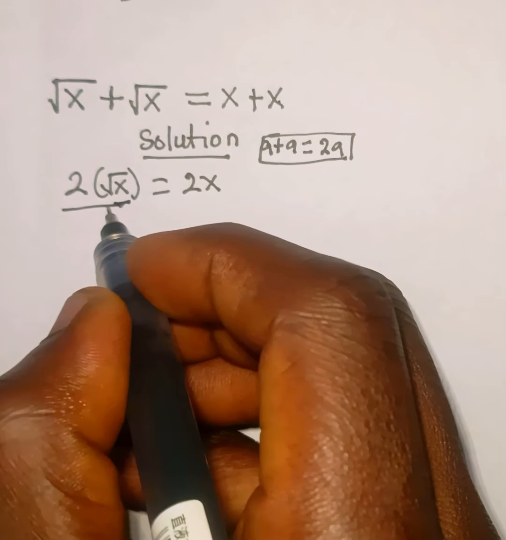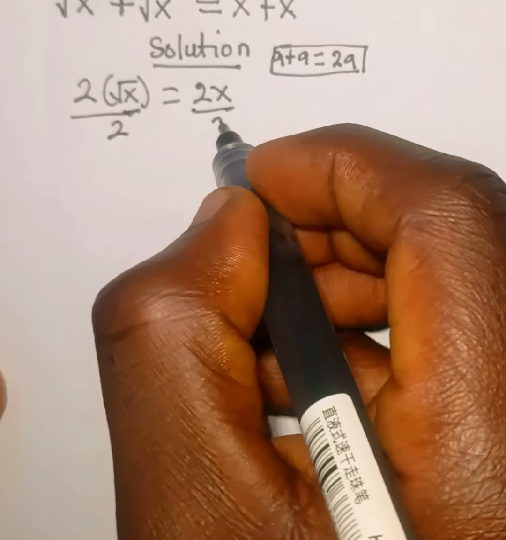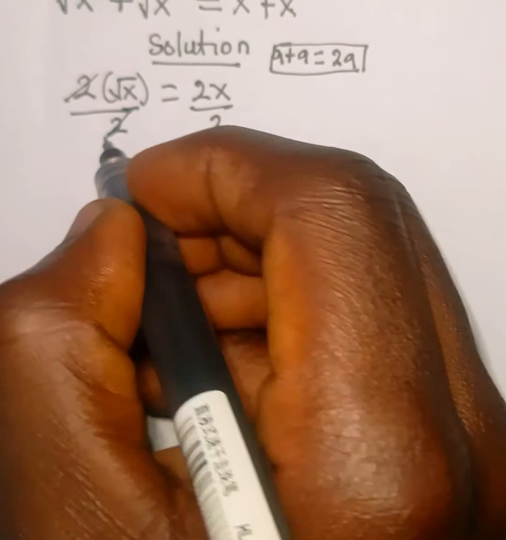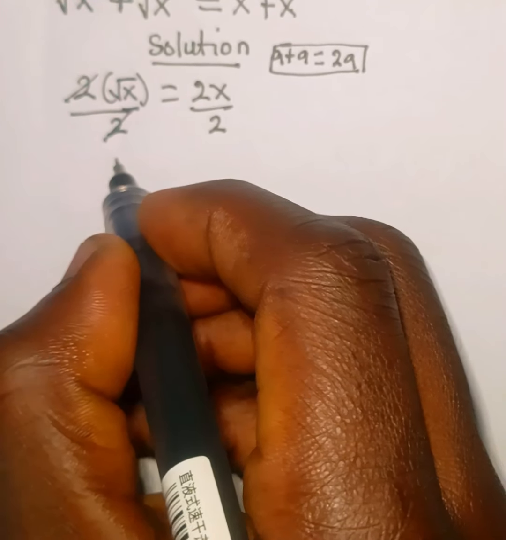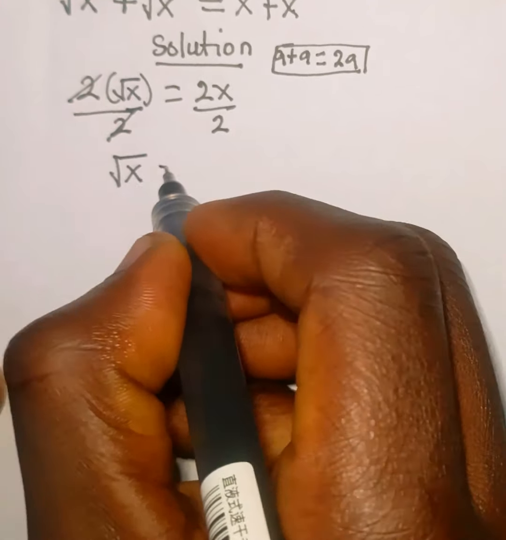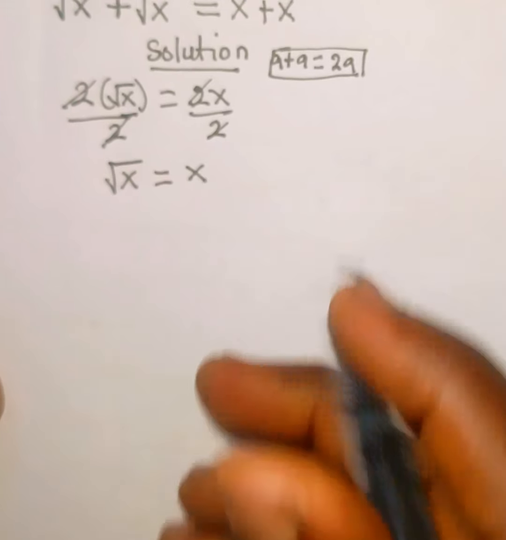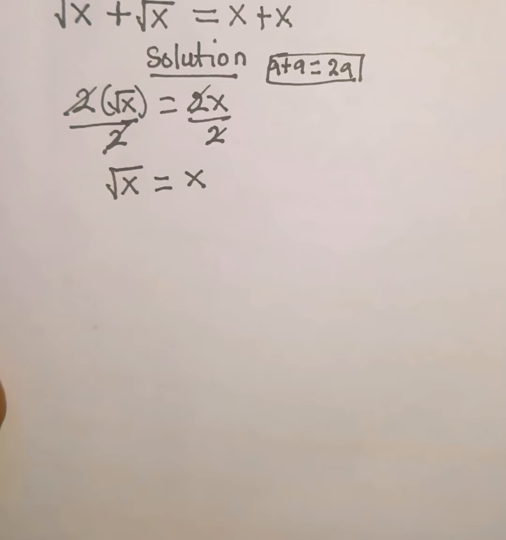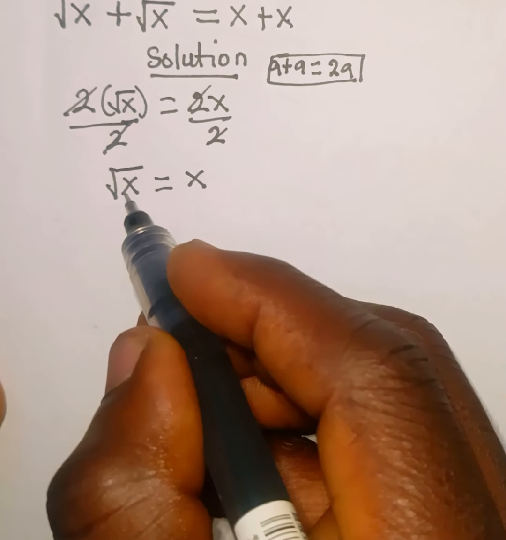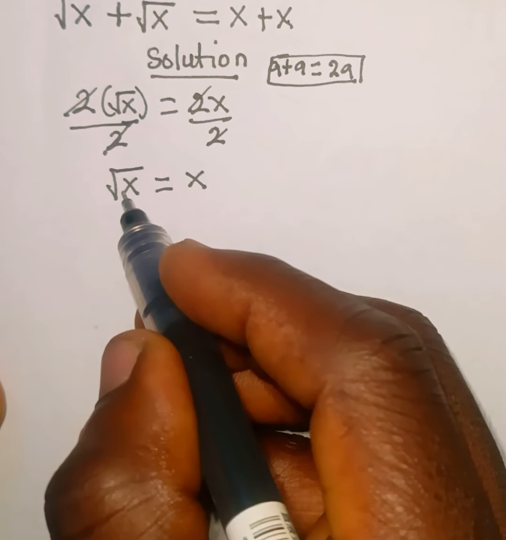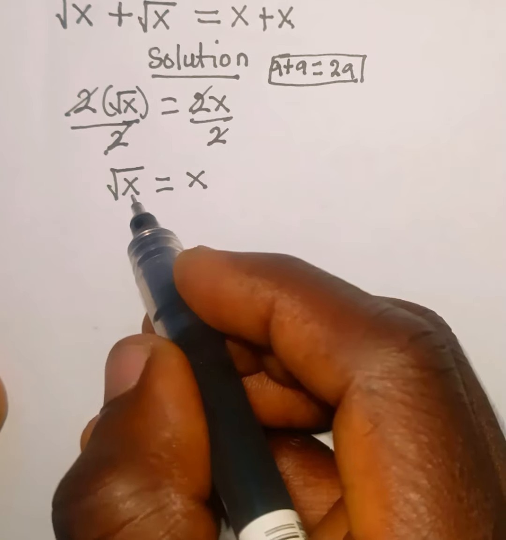So we divide the left hand side by 2 and also the right hand side by 2, so that this 2 is going to eliminate this 2. We are left with just square root of x, which is equal to, this 2 will cancel this 2, only x remaining on the right hand side. So the next thing we're going to do, as you can see, this x here has a square root, so we need to eliminate that square root by squaring both sides of the equation.